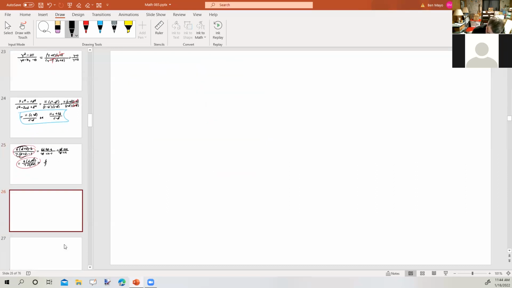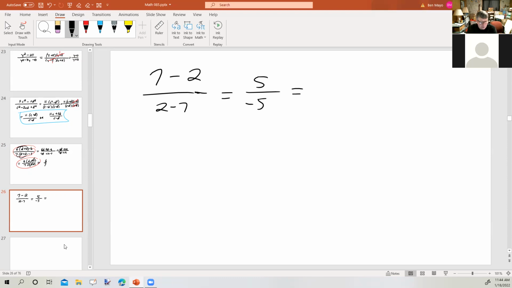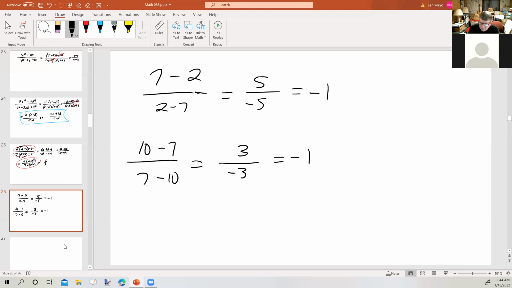Let's take a look at this scenario. 7 minus 2 over 2 minus 7. What is 7 minus 2? It's 5. What is 2 minus 7? It's -5. What is a number other than 0 divided by its opposite? What's 5 divided by -5? It's -1. All right. How about 10 minus 7 over 7 minus 10? 10 minus 7 is 3. 7 minus 10 is -3. 3 divided by -3, a number divided by its opposite is -1. Notice the pattern here. If we subtract two numbers, switch the order and subtract them, we get the opposite of the first number. A number divided by its opposite is -1.